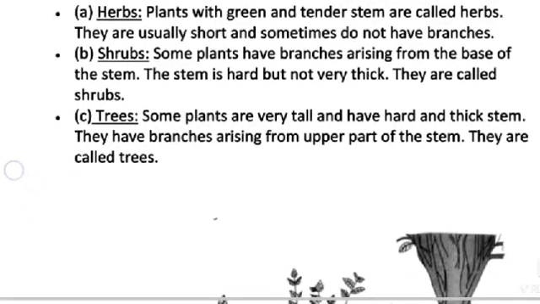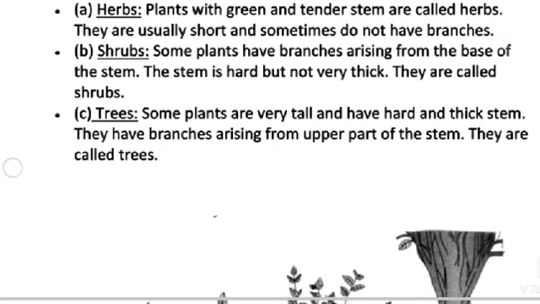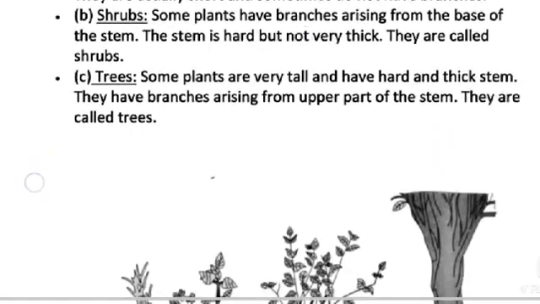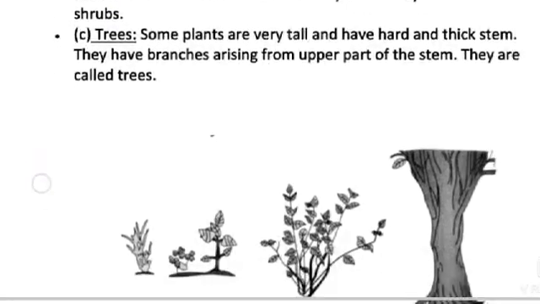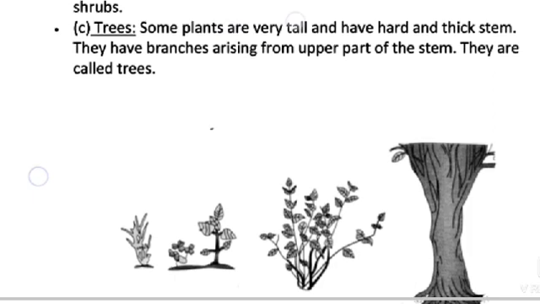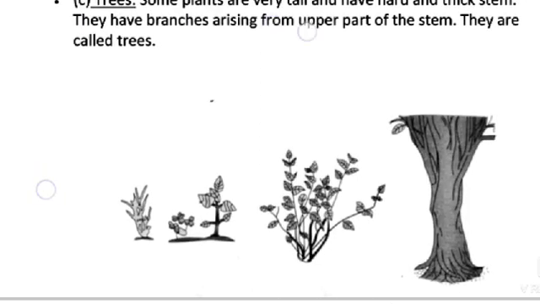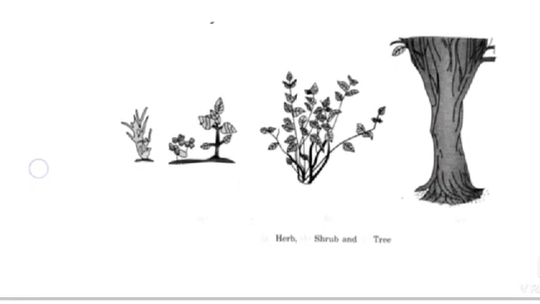Shrubs. Some plants have branches arising from the base of the stem. The stem is hard but not very thick. They are called shrubs. Trees. Some plants are very tall and have hard and thick stem. They have branches arising from the upper part of the stem. They are called trees. See the picture?